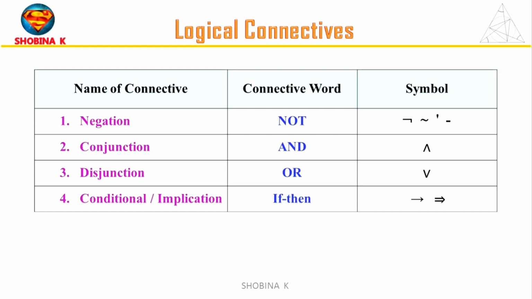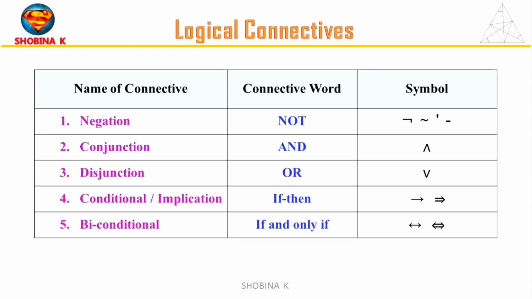And next we have conditional or implication connective. The connective word is if then. The symbol is right pointing arrow or double right pointing arrow. And at last we have biconditional connective. The connective word is if and only if. The symbol is double-headed arrow and double right pointing arrow with a bar.